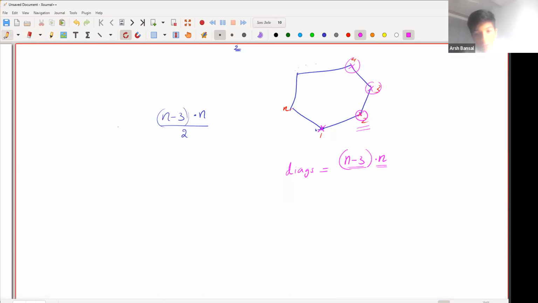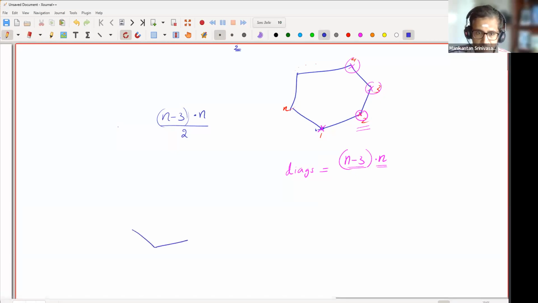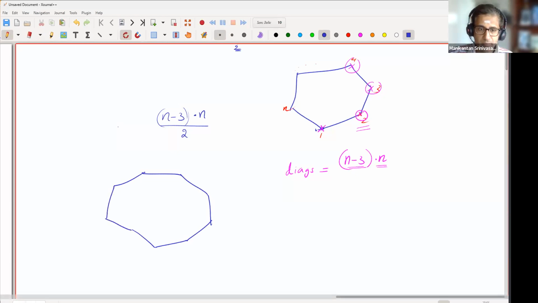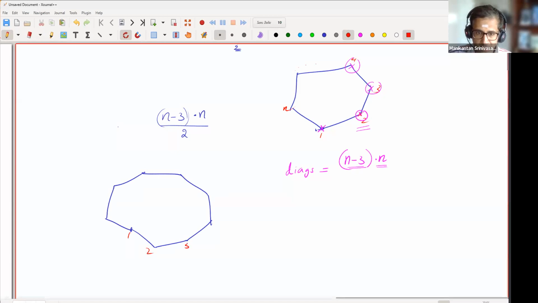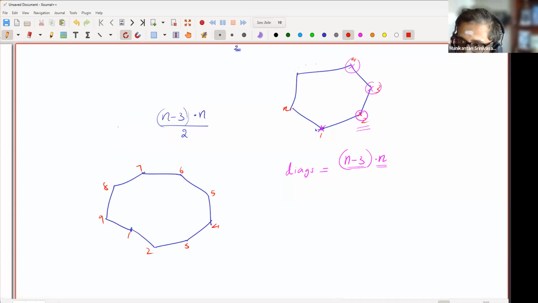From each one. Okay, so in fact, let me just draw a bigger polygon. Let's say it's a polygon of so many number of sides. I'll label the vertices 1, 2, 3, 4, 5, 6, 7, 8, 9. Okay, there are 9 vertices in this case, correct? You don't have to raise your hand. Don't worry, I'll make sure everyone gets a chance.